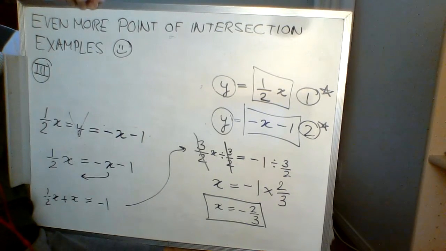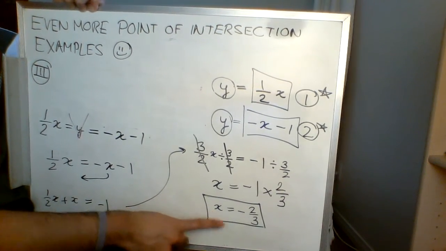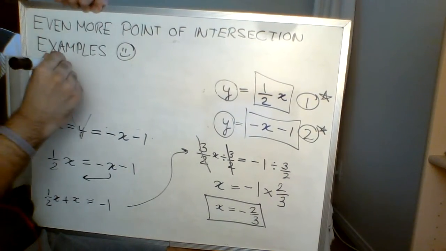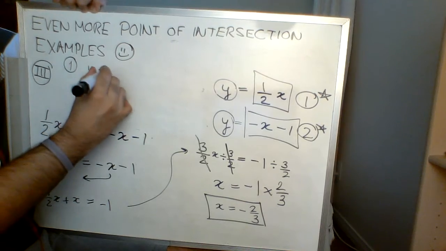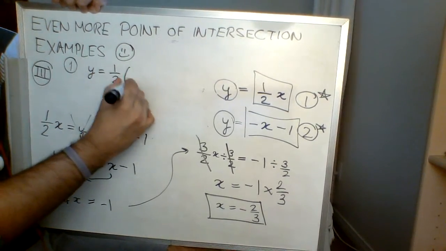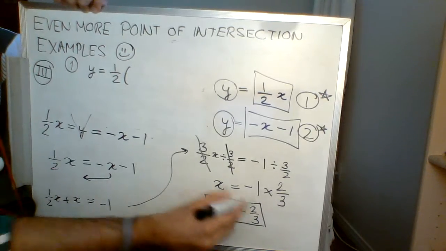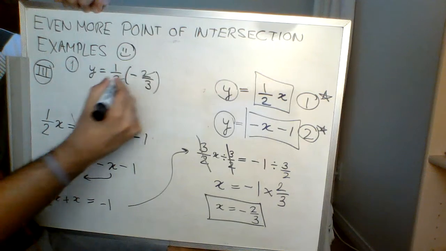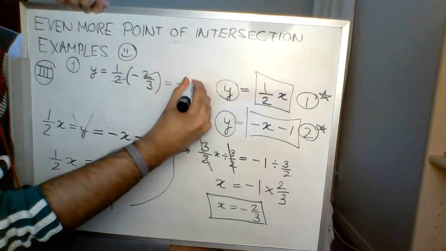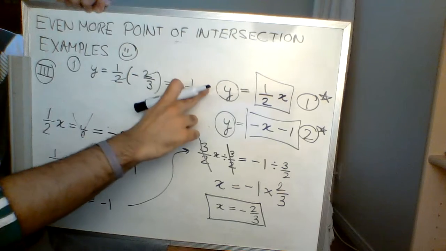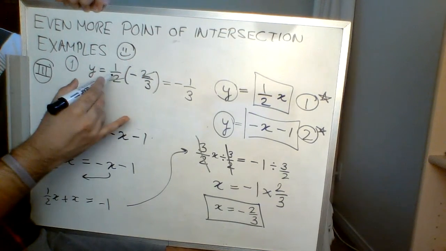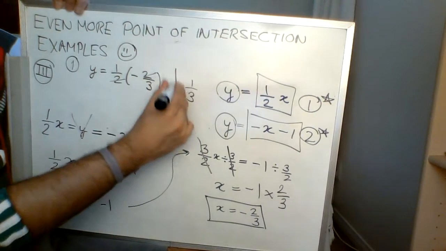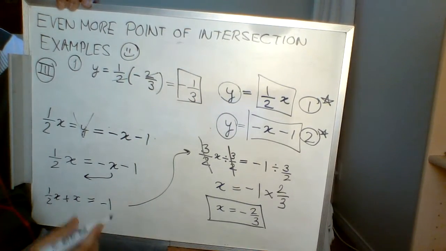So now I want to use this value for x, -2/3, and I'm going to plug it into one or both of these. Now if you plug it into equation 1, you'll get that y is equal to 1/2 times x, where x is -2/3. And if you do that, these 2's cancel, and you're basically just left with y is equal to -1/3. That's 1 times 1 on top, 1 times 3 on the bottom, and then the minus sign stays with it. So you get -1/3 for the y value if you plug it into equation 1.